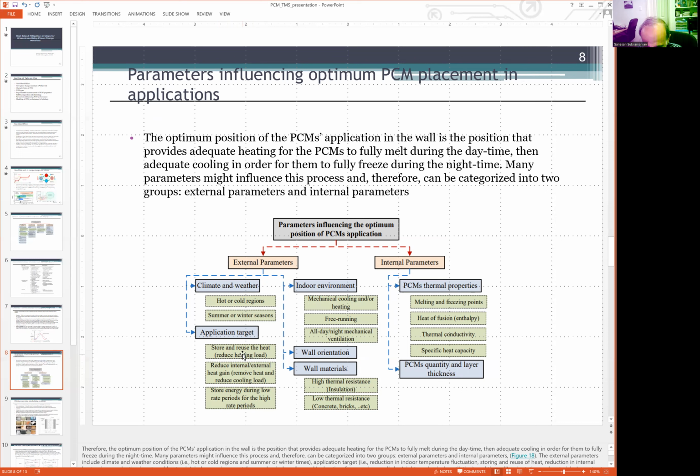Let's reduce the heating load. Different applications would have different kinds of application targets. Or do we want to reduce the internal or external heat gain? That is to remove the heat and reduce the cooling load. Or do we want to store energy during low rate periods and use it during high rate periods?